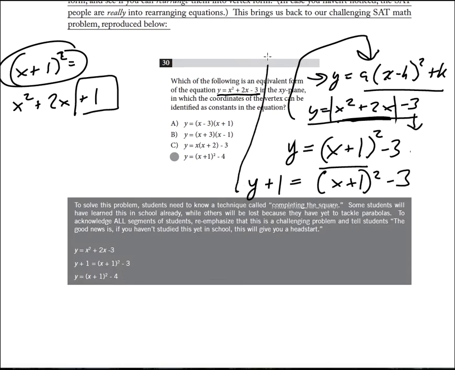And remember, I want to get this into this format, right? So now I can just subtract 1 on both sides, and I get y equals (x plus 1) squared minus 4, which is choice D.